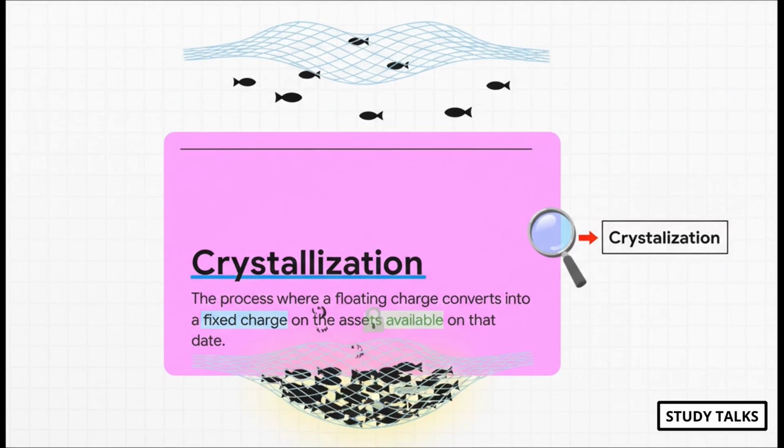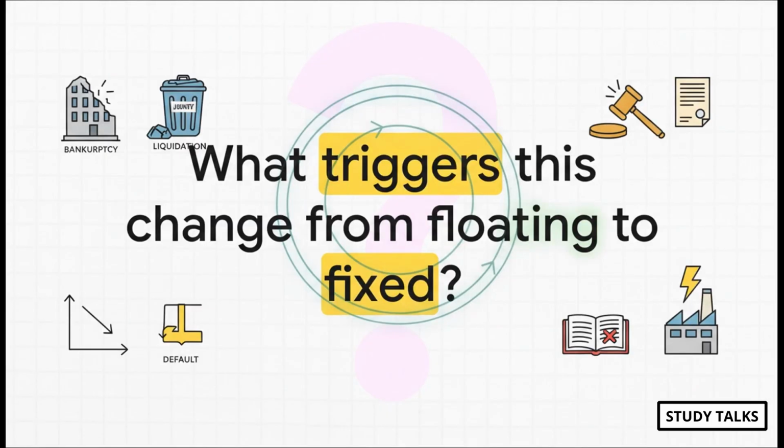The best way to picture it is like a net hovering over a school of fish. As long as the net is hovering, the fish can swim around. But crystallization is when that net suddenly drops, catching all the fish that are in that spot at that very second. The charge that was floating above the assets, it now attaches itself firmly to whatever specific assets are there on that date.